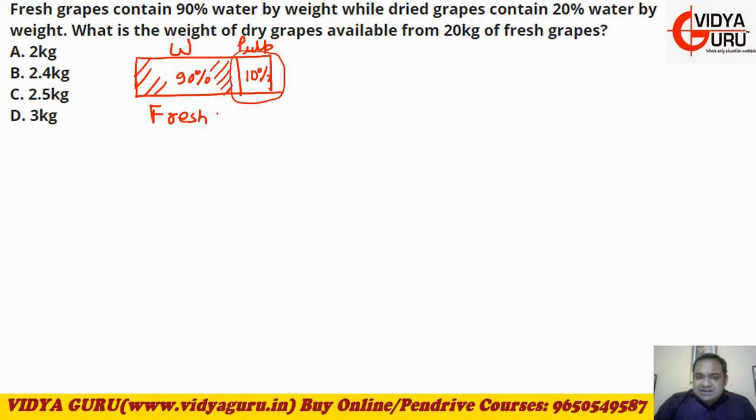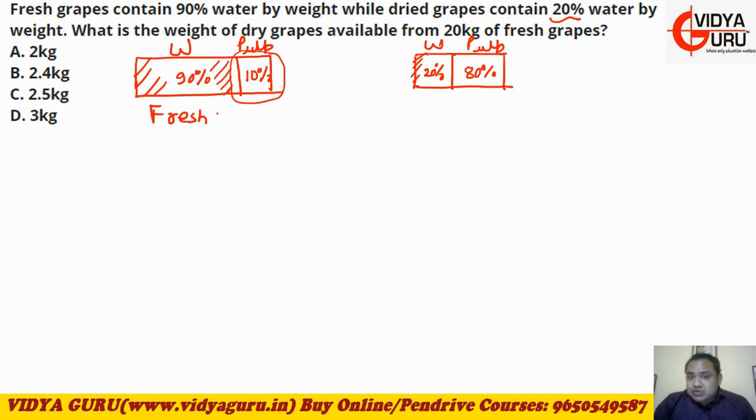So this is the internal structure of a fresh grape. They are saying that when this grape becomes dried, we notice that water is only 20% of it. Because much of the water has evaporated, water is only 20% of it. What does that mean? 100 minus 20%, that means the remaining 80% is pulp. The remaining 80% would be pulp.